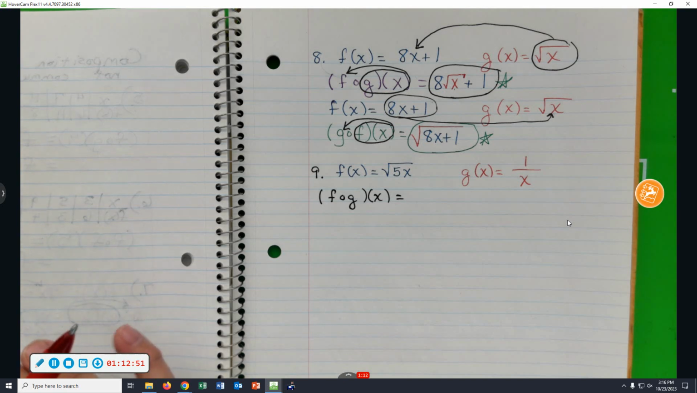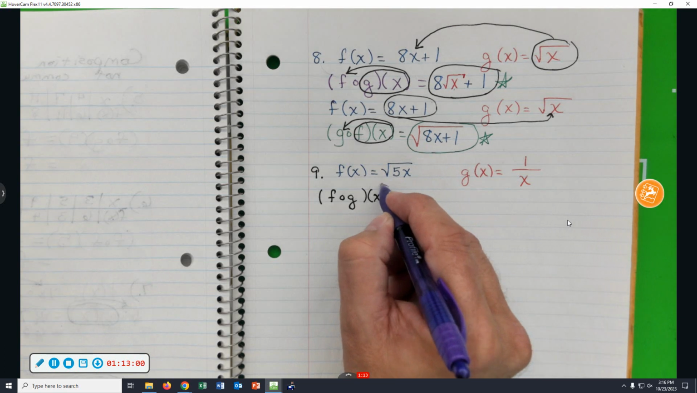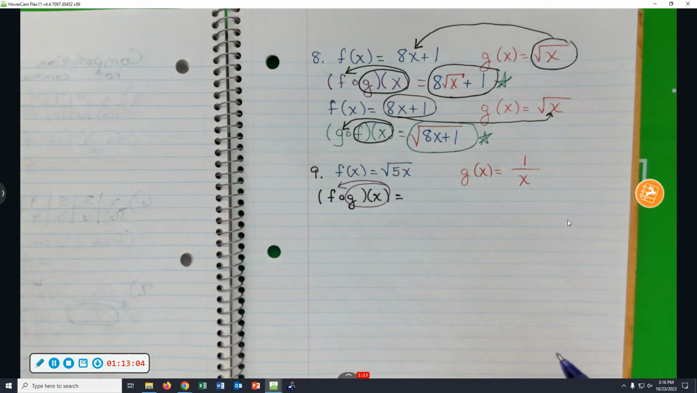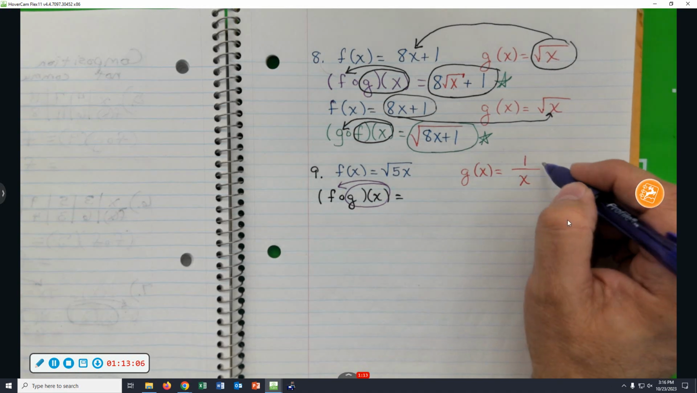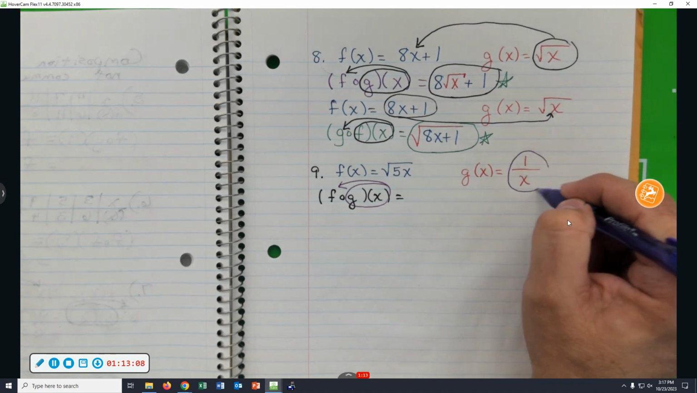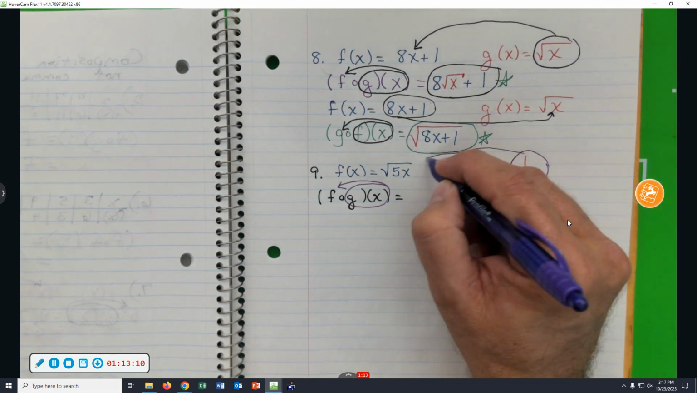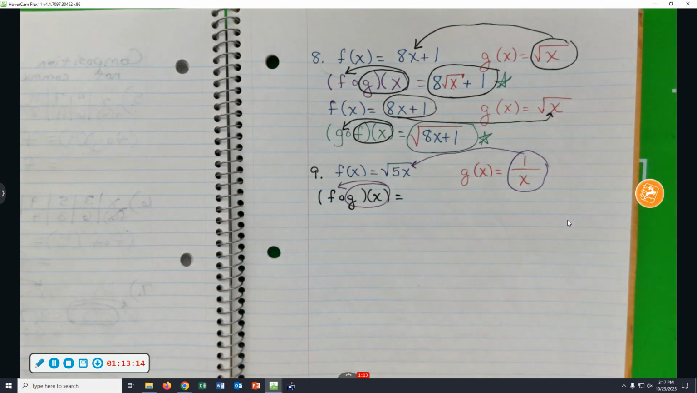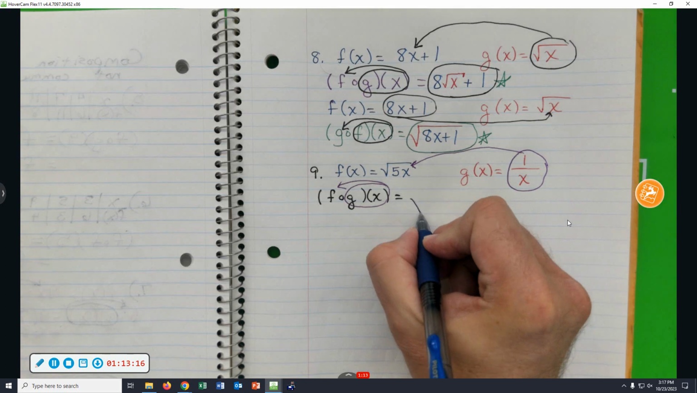Okay. That means plug what into what? It means plug g of x into f. Ooh, okay, so I'm going to plug a red 1 over x in place of that blue x. Ooh, okay, this could be a little messy.